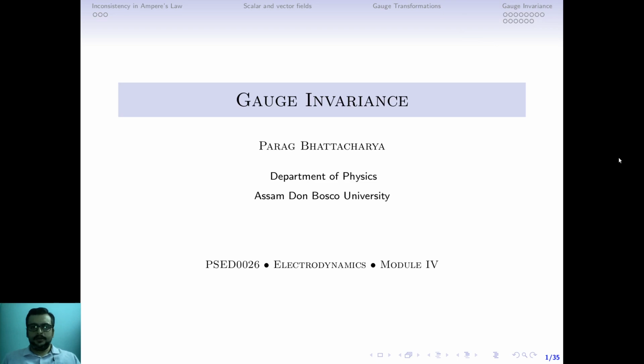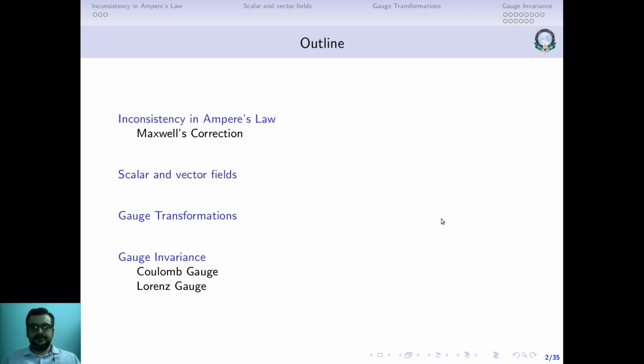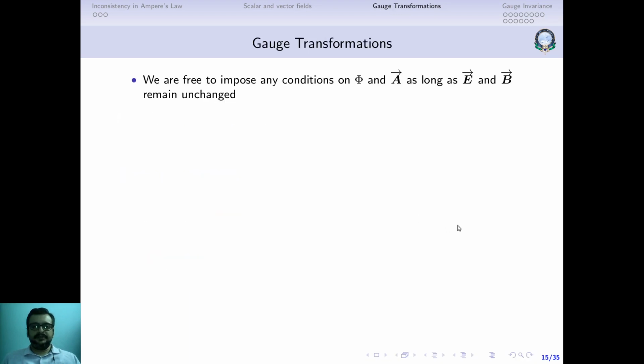Hello and welcome back to the second part of this lecture on gauge invariance. In the previous part we had discussed the inconsistency in Ampere's law and Maxwell's corrections to it, and the notion of the scalar and vector potential fields, and how we could compress the four Maxwell's equations into two inhomogeneous second order differential equations involving only the scalar and the vector potentials. So in this part we will look at what is known as gauge transformations.